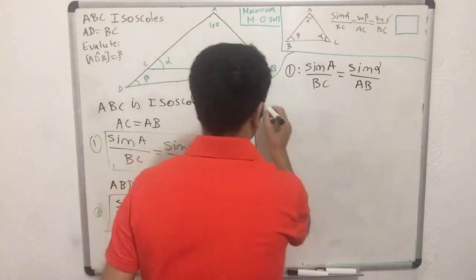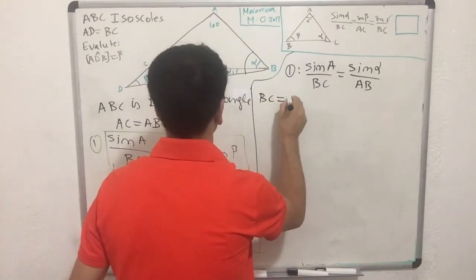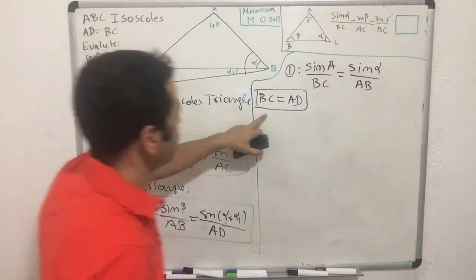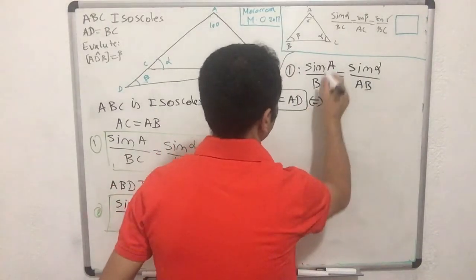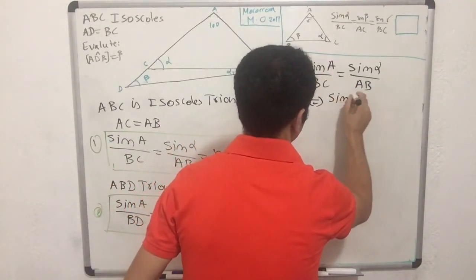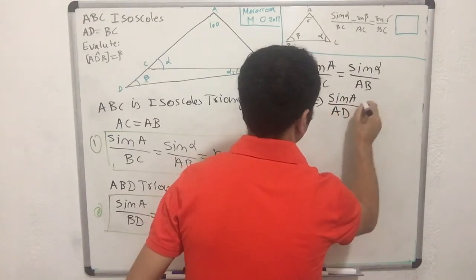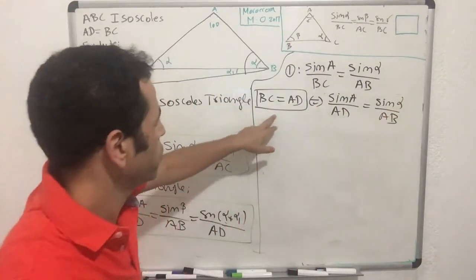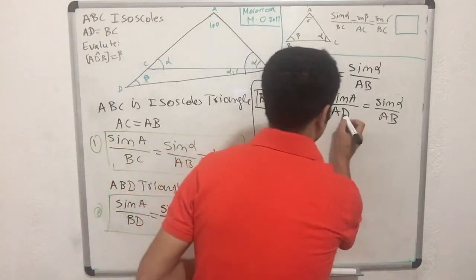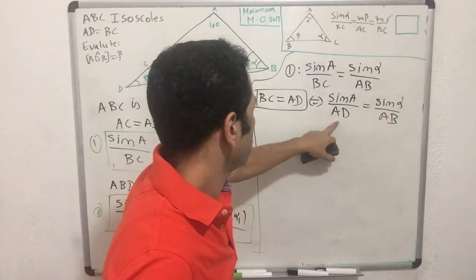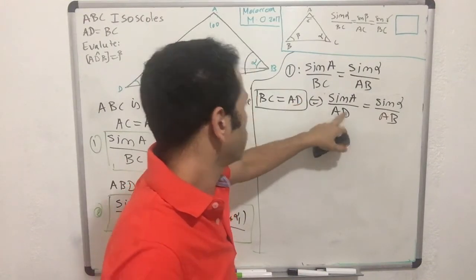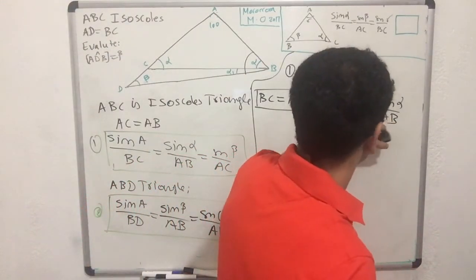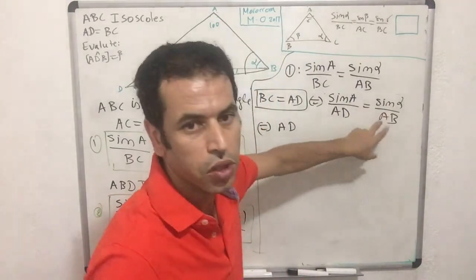As you see, since we have BC equal to AD as a condition, this is information. We have BC equal to AD, equivalent to this one. That means sine A over AD equals sine alpha over AB. Since we have BC equal to AD, I'm going to replace BC with AD because we have equality, so sine A over AD equals sine alpha over AB. Let's switch these terms.